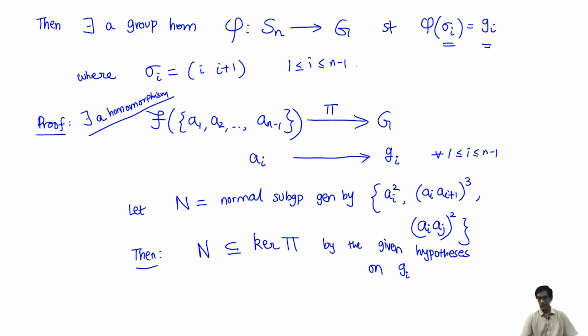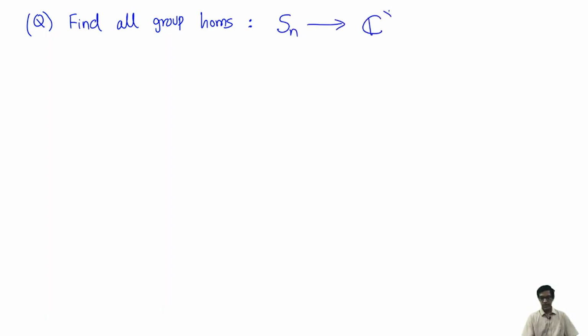So in particular, here's one simple application of this. So here's a question: find all group homomorphisms from the symmetric group Sn to what I'll call C cross. This is just the set of non-zero complex numbers z, z not equal to 0, thought of as a group under multiplication. Okay, this forms a group because I have inverses and so on. So the question is, what are all the group homomorphisms that you can define from Sn to this group?